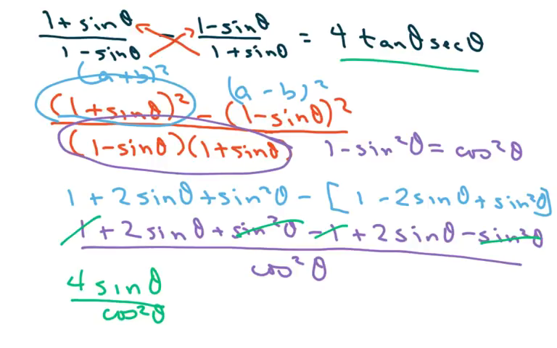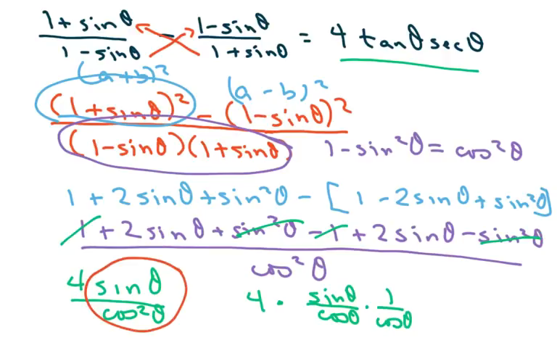So I'm going to bring out the 4 and write this as 4 times sine over cosine times 1 over cosine. So look at this. This is the same thing right here. I just had to split it up.